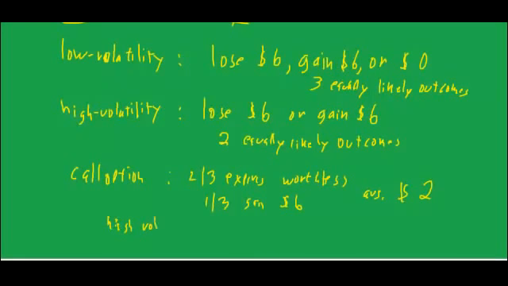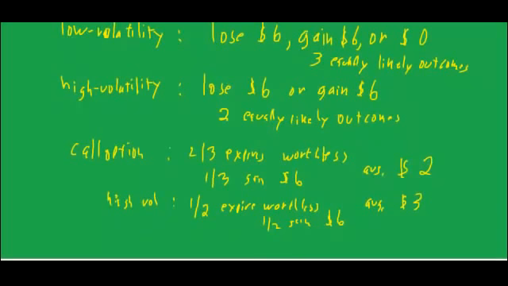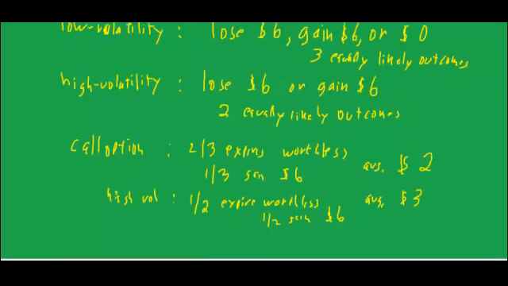If we switch to the high volatility environment, then we have the 50-50 chance. So half the time it will expire worthless because the stock will stay at the same price. And the other half the time we gain $6. And so on average now, the option is worth $3. So ignoring interest and everything, we'd pay $2 for the option in a low volatility environment, $3 for the option in a high volatility environment.